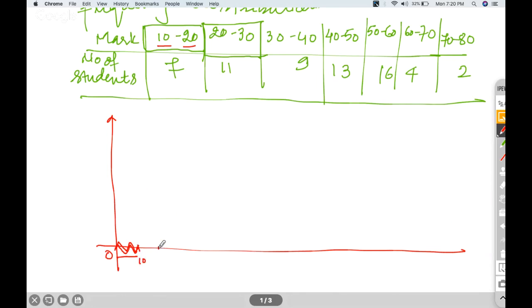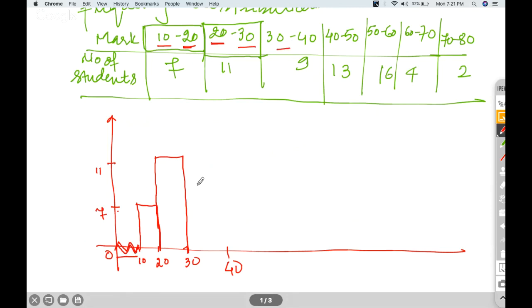After the kink, this is 10 and this is 20. So from 10 to 20, there are 7 data. So I make this bar from 10 to 20. Now the next is 11. This data is finishing on 20 and the next is starting on 20, so the height increases to 11 and then this will be 30. Now 30 to 40, again this 30 is common, so the other number, which is 9, will start from here and go like this.